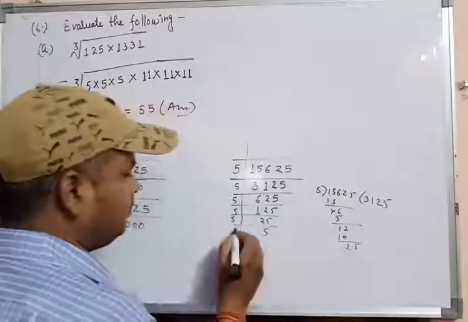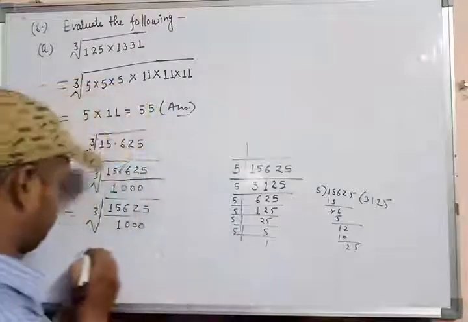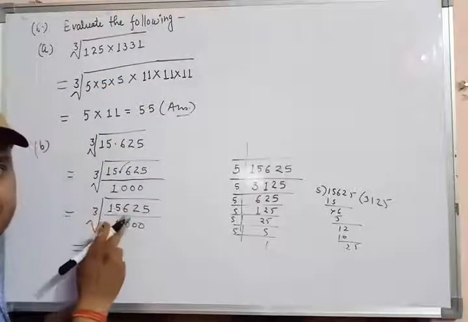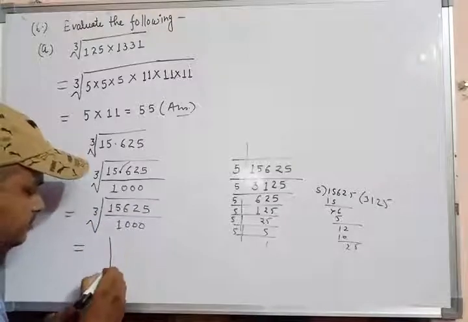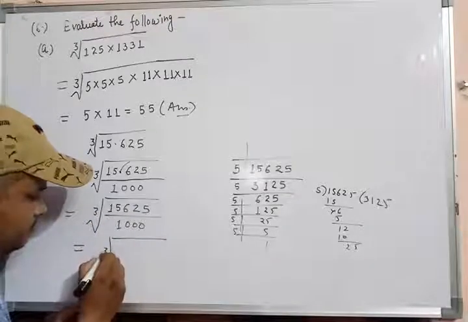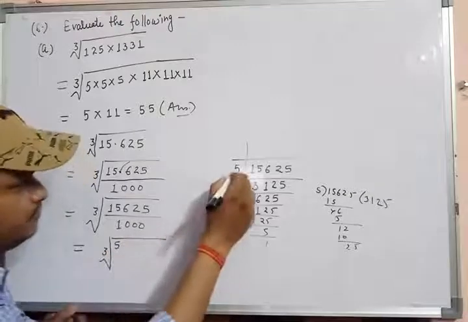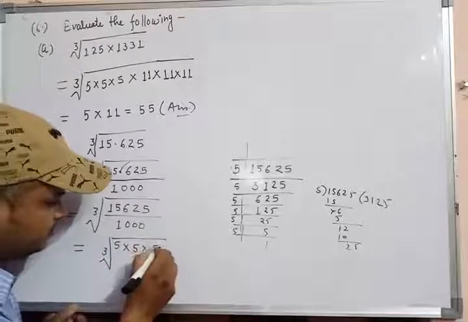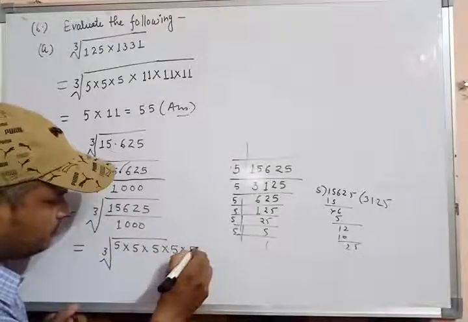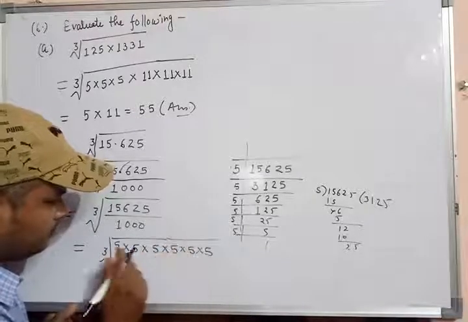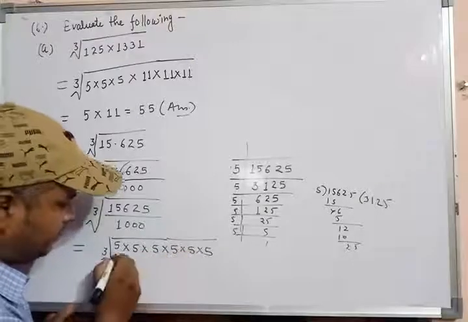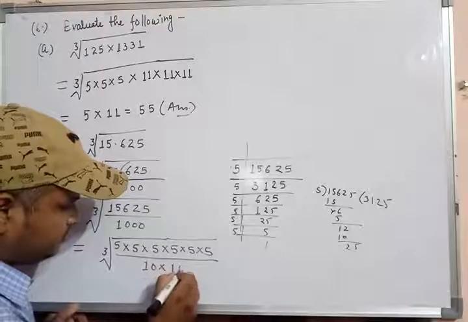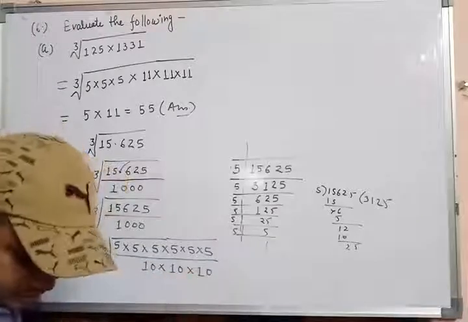Now you can write. So student, this 15,625 can be factorized by this. You have to write 5 1 2 3 4 5 6. You have to write 5 up to 6 times. 1 2 3 4 5 6, and you have to write 1000 by 10. You have to write 3 times.